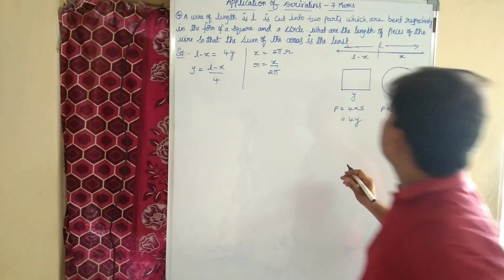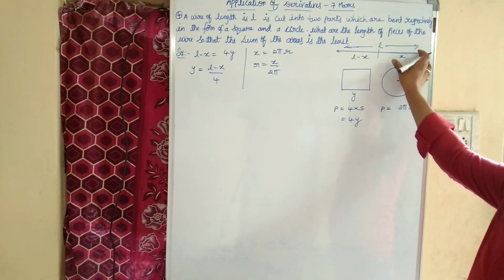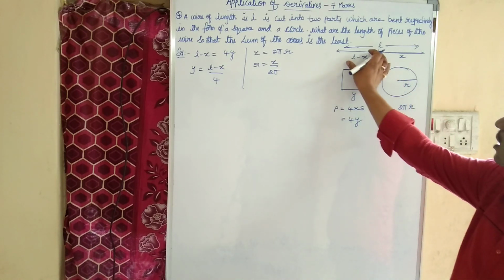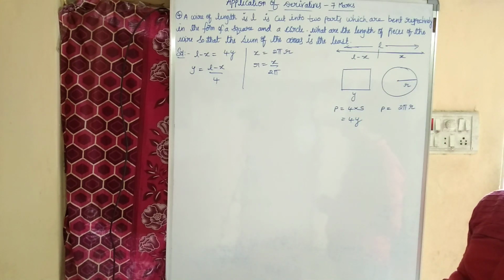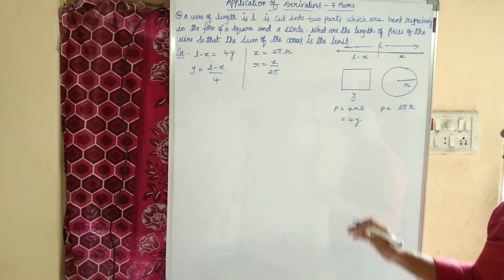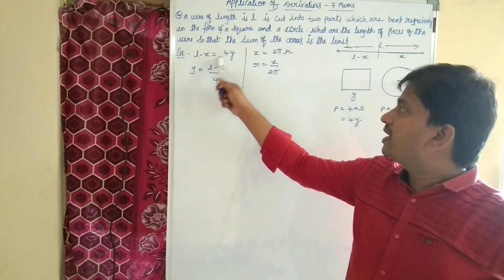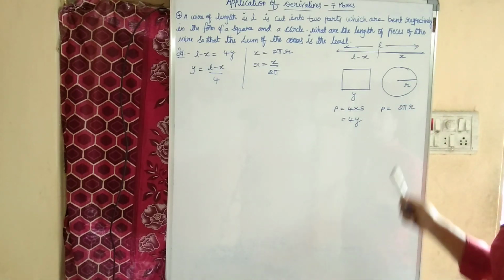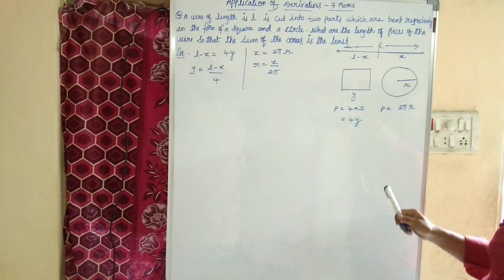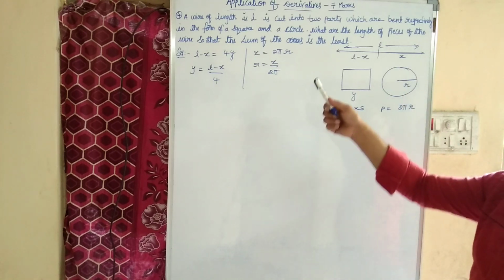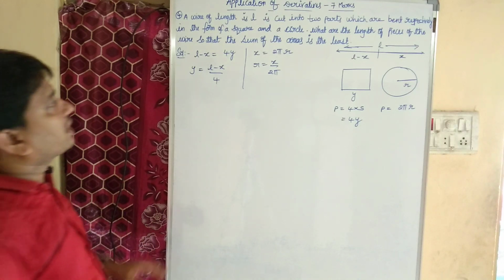What we do is, the total length L, we divide into 2 parts. Let the length of the circle be x units, so the length of the square will be L minus x units. We know that the perimeter of the square is 4 into side, the side of the square is y units, means 4y. That 4y equal to L minus x. So y equal to L minus x by 4. Second one, the circumference of the circle is 2 pi r, which is nothing but x units. So r equal to x by 2 pi.